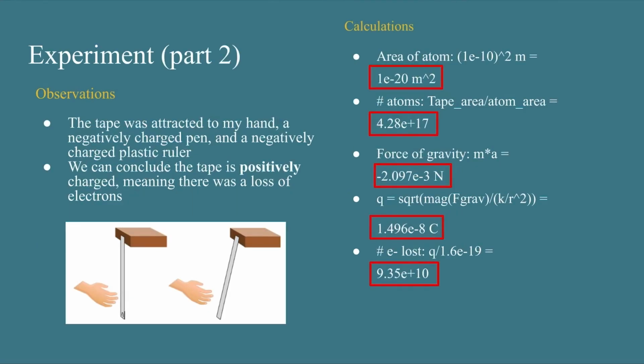During the experiment, I observed that the tape was attracted to my hand, a negatively charged pen, and a negatively charged plastic ruler. Through these observations, we can conclude the tape is positively charged, meaning there's a loss of electrons. I then proceeded to make some calculations with the data I gathered.